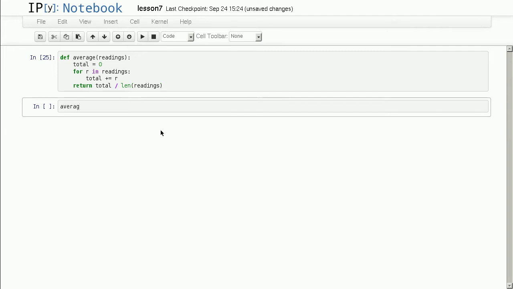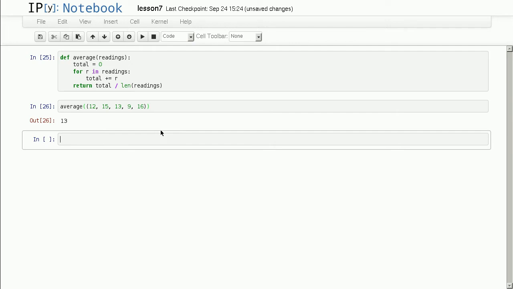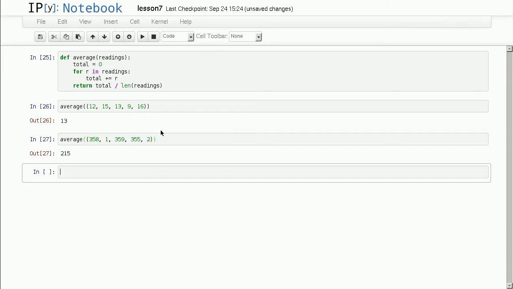If I call this function average with the first list of readings that I told you to try: 12 degrees, 15 degrees, 13 degrees, 9 degrees, and 16 degrees. The function returns 13. And that looks like a pretty good result. Now let's try the second set of readings I asked you to try: 358 degrees, 1 degree, 359 degrees, 355, and 2. And what do we get?